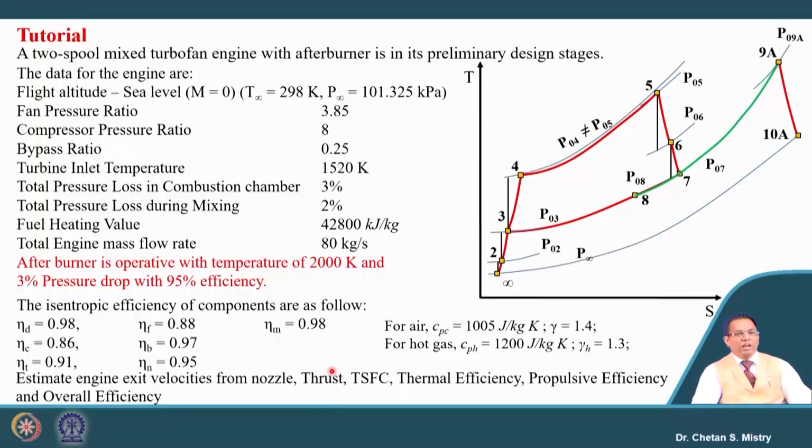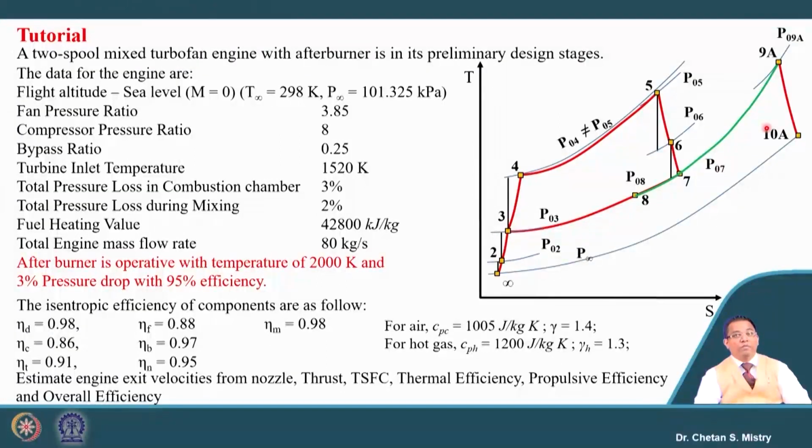Let's try to solve the previous numerical with the additional data. We will say our afterburner is operating at 2000 Kelvin. So this temperature is given to you, 2000 Kelvin, and it says this afterburner has an efficiency of 95% and there will be a total pressure loss of 3%. All other information will remain the same.